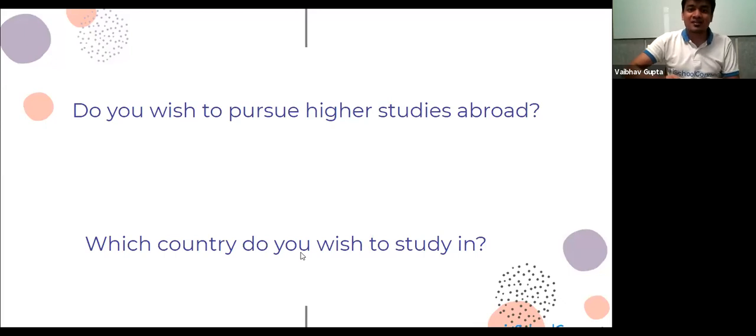Oh, this is interesting. 89% of the attendees want to pursue their education in USA. That's good. We have several options in UK. There are people who want to study in Canada. 56% Canada. This is interesting. Australia, another 22%. Singapore, 11. Germany, 56. That's an interesting statistic.